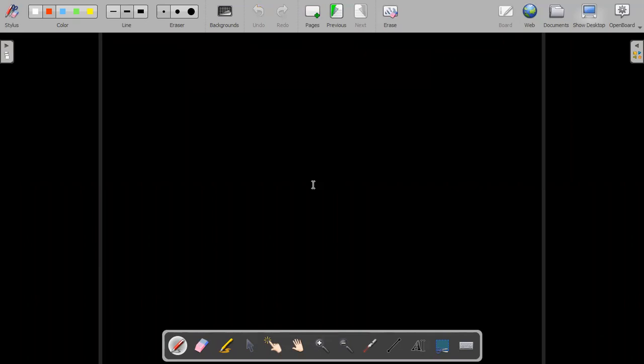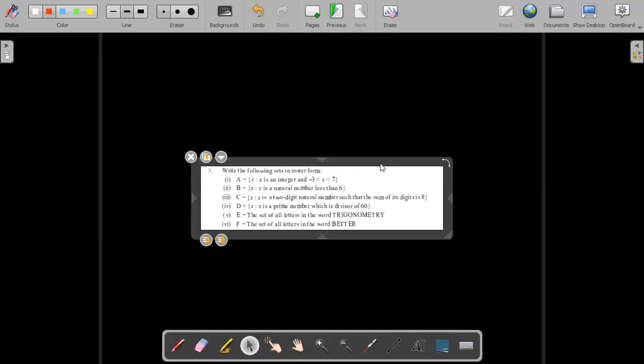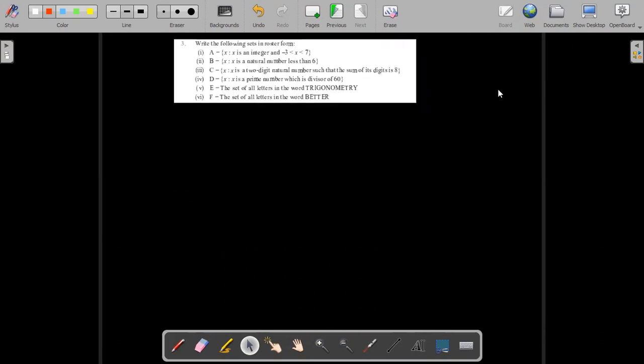Question number 3. Now write the following sets in roster form. The main types of questions that will be asked in examination are these: converting roster form into set builder form, and set builder form into roster form. This is set builder form. So this we will take one by one.